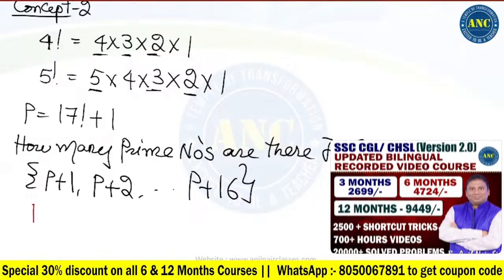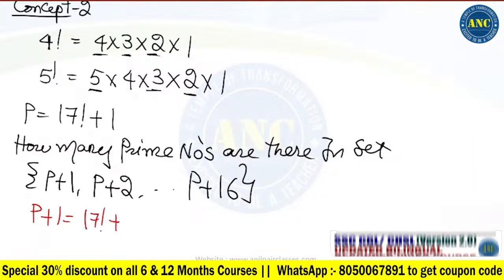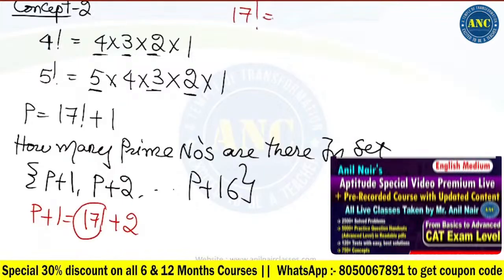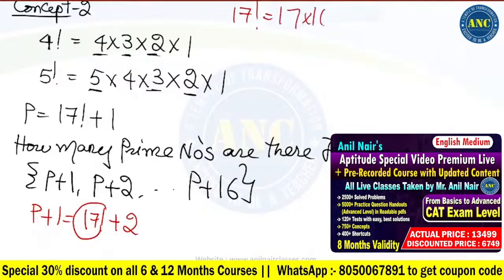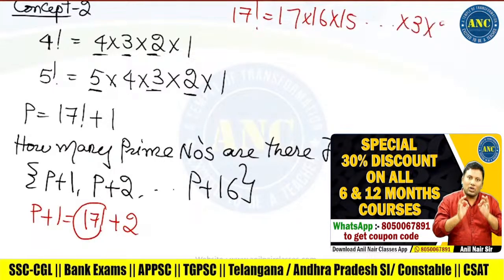Listen carefully. P plus 1 will become 17 factorial plus 1 plus 1, it is 2 plus 17 factorial. 17 factorial is an even number. Why? Because 17 factorial is the product of all the natural numbers from 17 to 1.